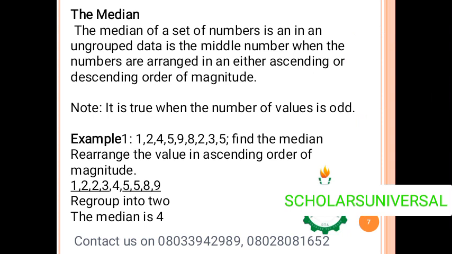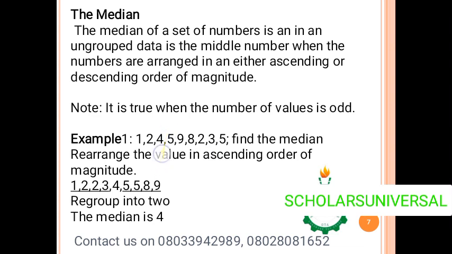So here, example: 1, 2, 4, 5, 9, 8, 2, 3, 5. We have to find the median. That is the question. So we are going to rearrange the values in ascending order of magnitude. That is, 1 comes first, then 2, this is 2 here, and we also have another 2 here. You must bring them together. Followed by what? We have 3 here. Write it.